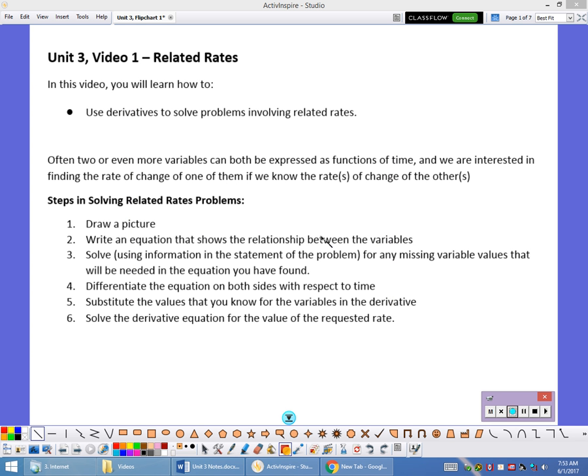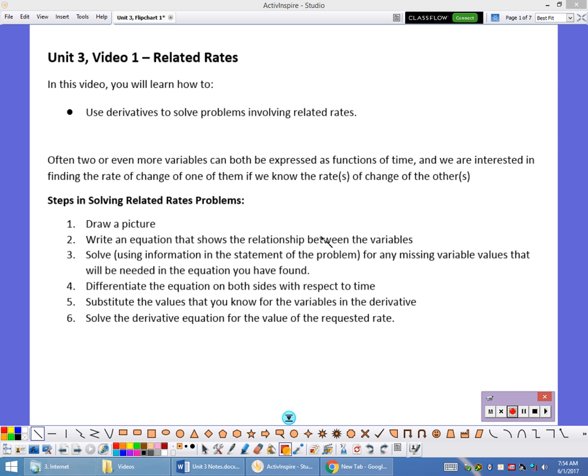In this unit, we're going to be exploring the concepts involved with applying the derivatives. A lot of times finding the derivatives, simplifying the derivatives, and solving the derivatives are the hardest parts of these problems. But in this first video, we're going to explore the concept of related rates.